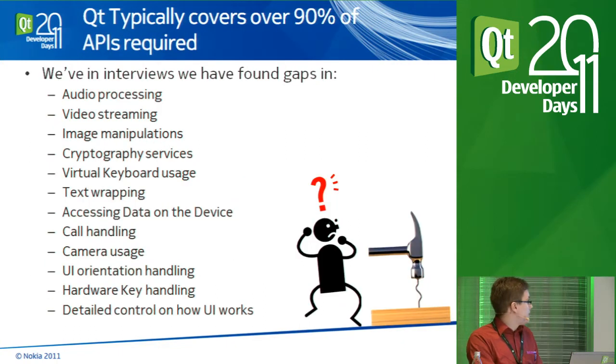Well, from our experience, the Qt APIs typically cover over 90% of the needed functionality, but there are still gaps that the Qt API does not cover. There are a few areas listed here: audio processing, video streaming, image manipulation, cryptography services, virtual keyboard, and so on, which we found have some limitations if you're trying to use only Qt to implement those.